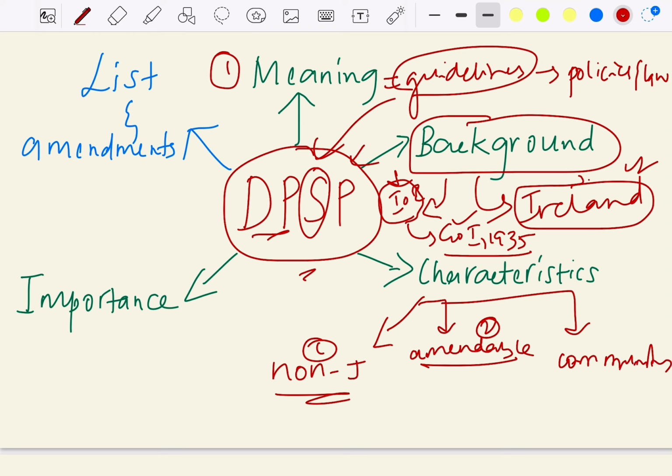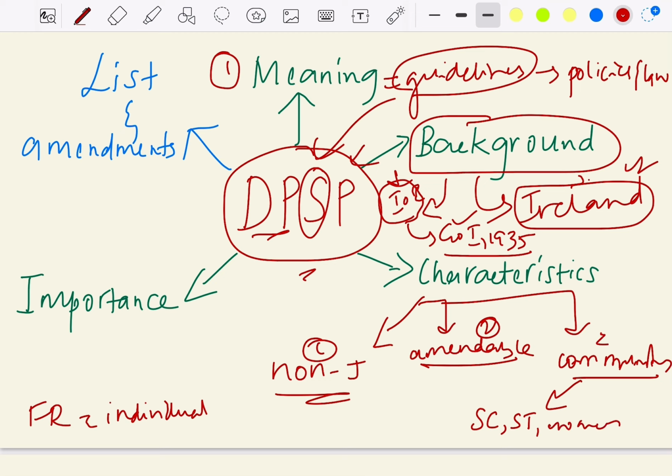DPSP is more of community-oriented rights. Fundamental rights give rights to a person, to an individual, so they are more individualistic, personal rights, whereas DPSP is community rights because it speaks about the entire community of SC, ST, women, children and all that. Also, DPSP is called positive obligations on the state. Why? As I said, DPSP is the guideline for the state. It tells the state what it has to do while formulating policies and laws, so it is like positive obligations on the state.